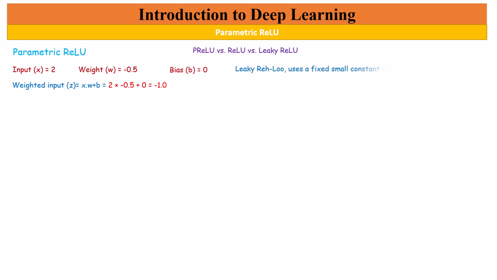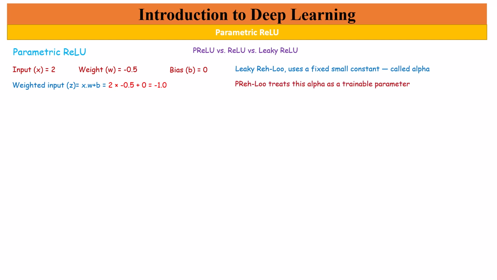Here also, we assume the same values for input, weight, and bias and the same neural network. The weighted sum, or weighted input, will also be the same, that is -1. In PReLU, we take the concept of Leaky ReLU one step further. Unlike Leaky ReLU, which uses a fixed small constant, such as 0.01, called alpha, to scale negative inputs, PReLU treats this alpha as a trainable parameter.